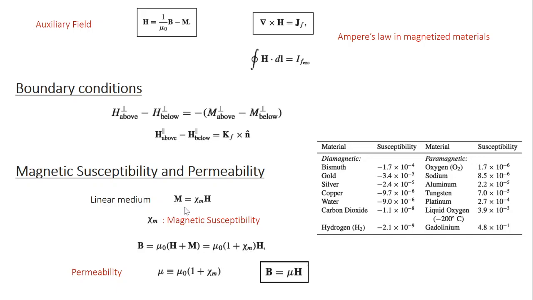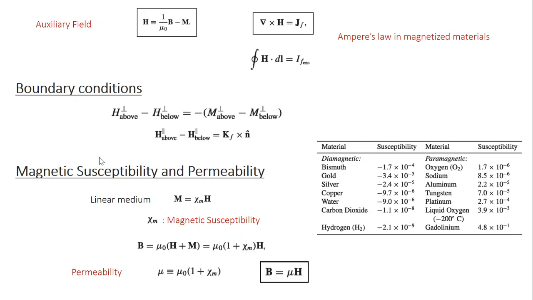Since magnetization is induced by the field, you can write that magnetization M is proportional to the auxiliary field H, and the proportionality can be replaced by a constant chi m, where chi m is known as magnetic susceptibility. This is a material parameter, and typically it's negative for diamagnets because here magnetization happens opposite to the applied field. And for paramagnets, the susceptibility is positive because magnetization happens in the direction of the magnetic field.